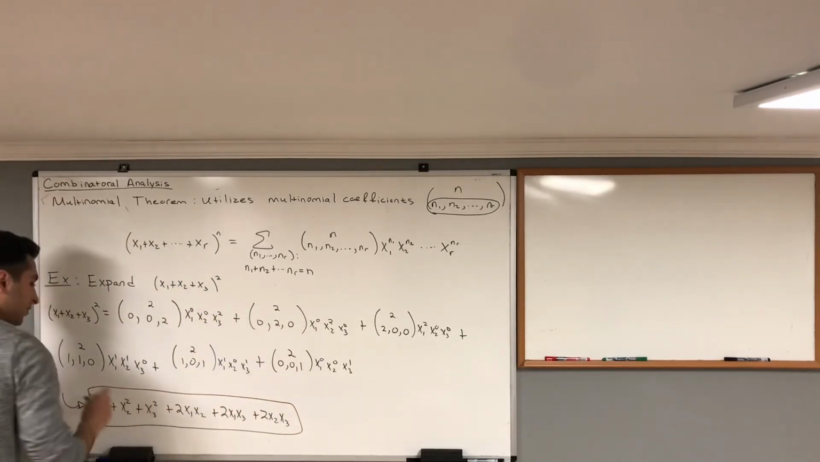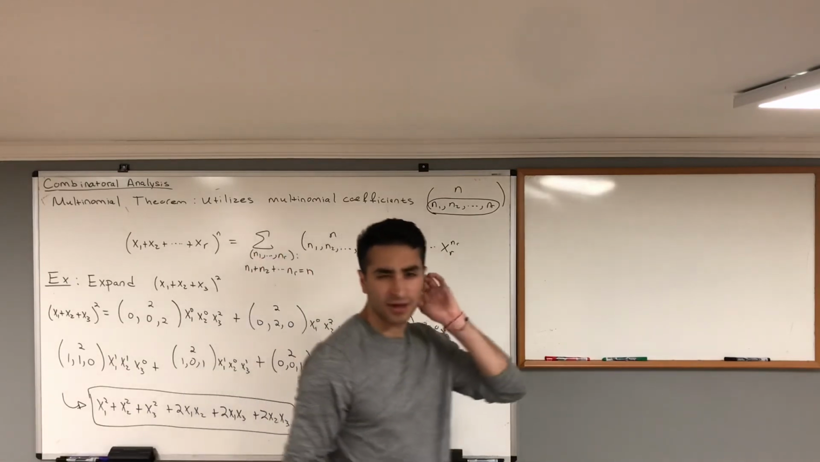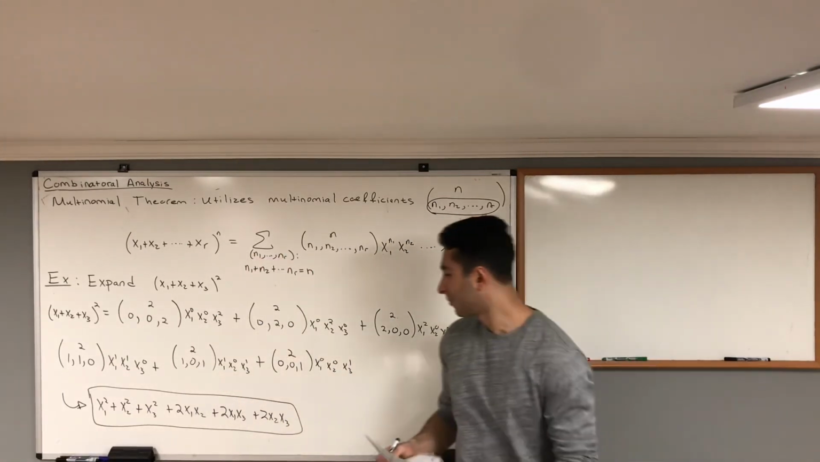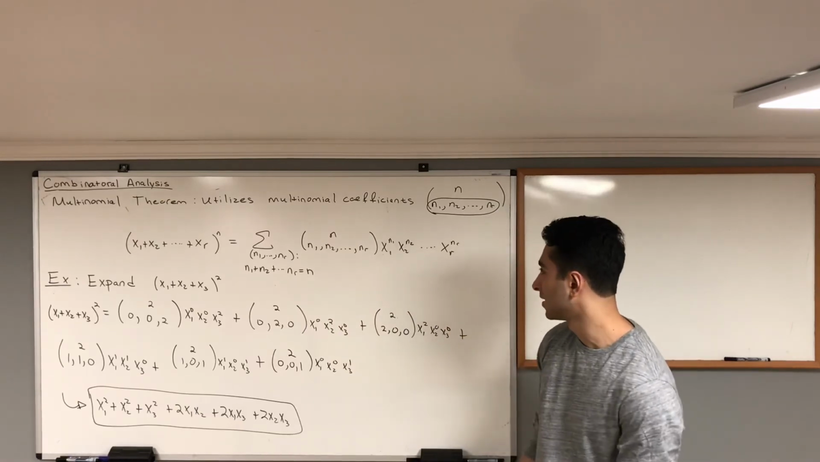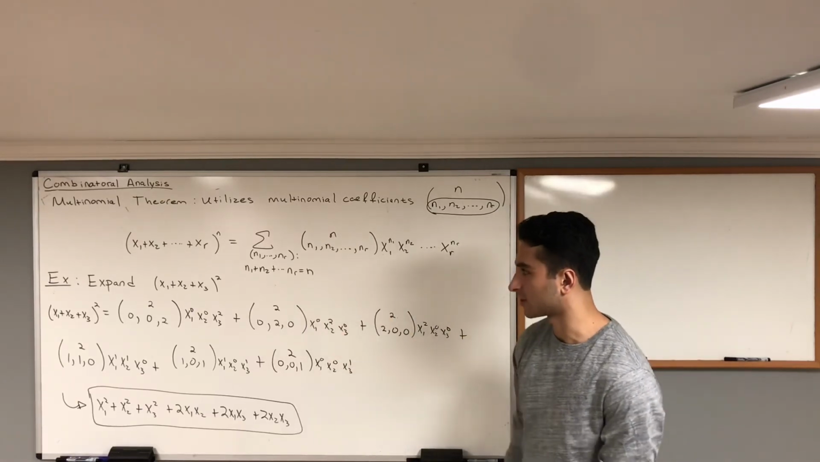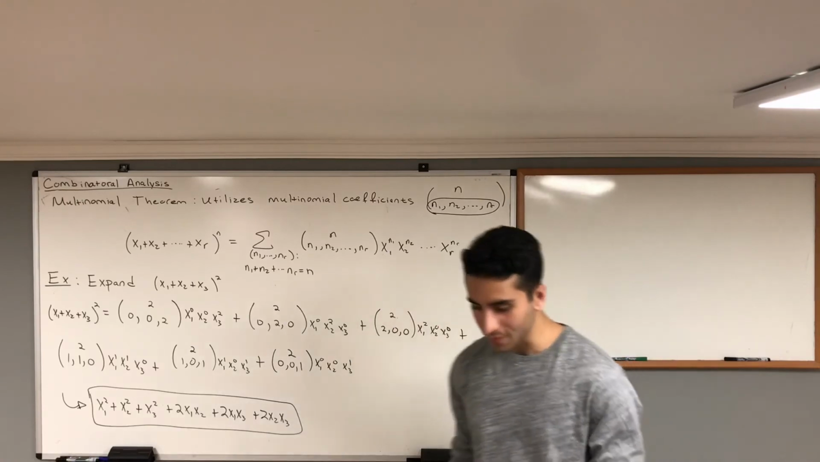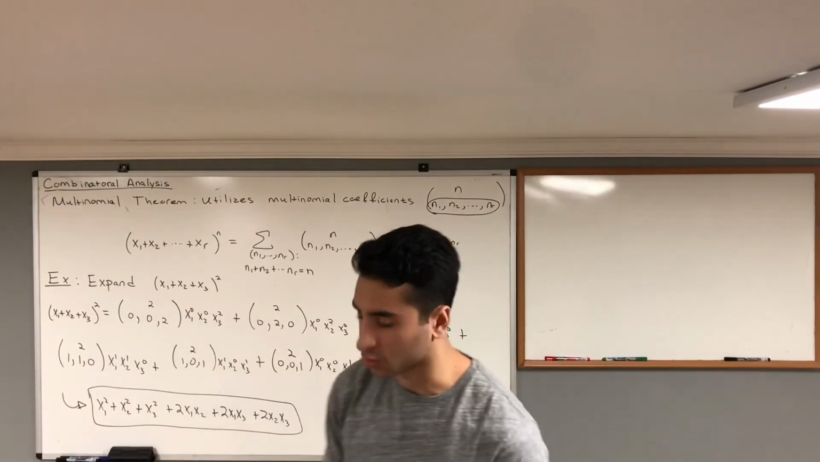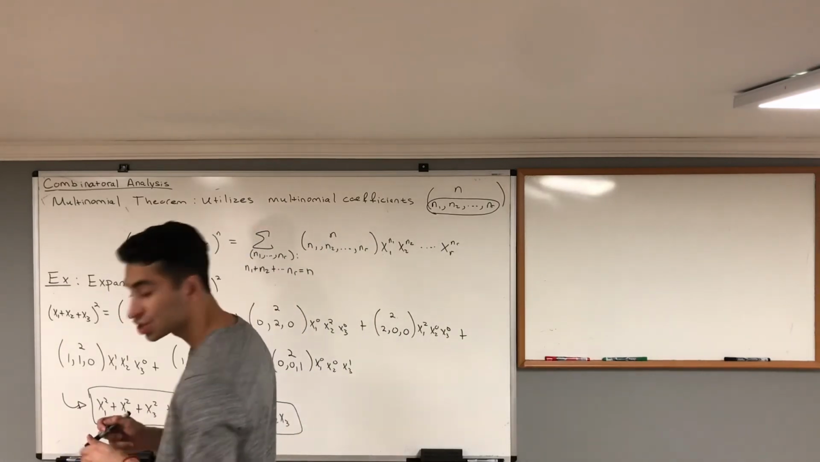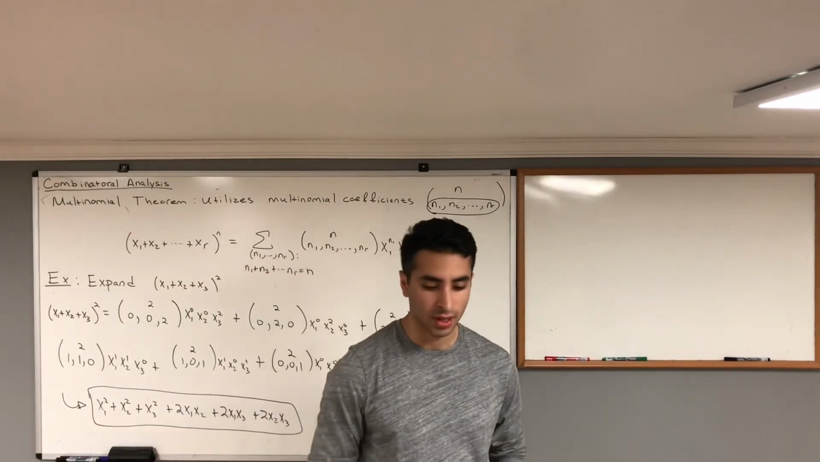When you could have used the FOIL method, maybe it would have been easier. But I think this is more fun because we used everything we just learned. And it looks pretty. So that's that. And that concludes combinatorial analysis, which was section 1. So we finished section 1 or chapter 1.